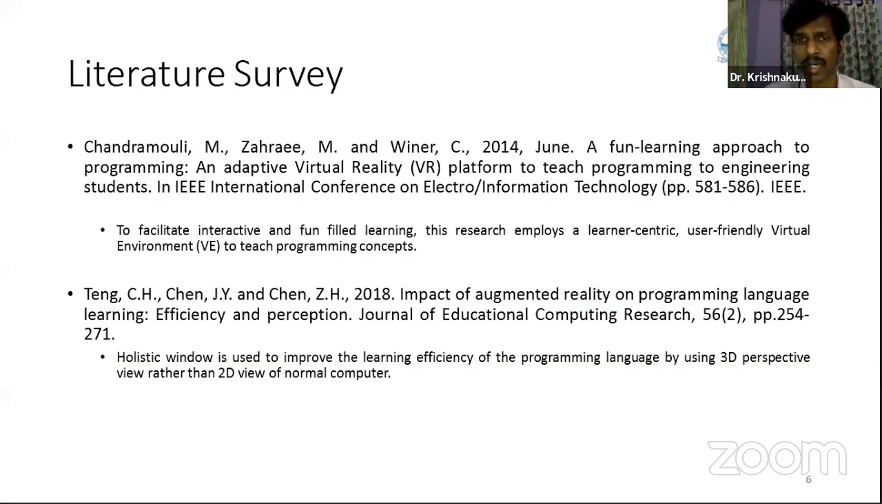So these are some surveys which have already been presented by many researchers. Here, Chandramouli presented a paper where he used a learning-centric and user-friendly environment to teach programming languages. And 10CH used a holistic window rather than our normal PC window. He used a holistic window, which can be used even on a mobile or any other medium, to have a 3D perspective view of a programming language.